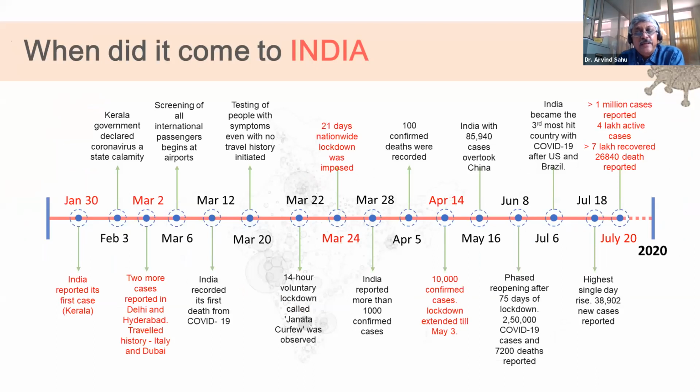So let's look at the timeline in India. As I said, it was first introduced on Jan 30th in Kerala. On March 2nd, we also had cases in Delhi and Hyderabad. Then slowly more cases started, and our Prime Minister declared Janta curfew on March 22nd and a complete shutdown for 21 days on March 24th, which went on till the end of May. We then started opening up slowly. Currently we have over 1 million cases, of which 4 lakhs are still active. We have good recovery, about 7 lakh people recovered, but unfortunately about 27,000 people died during this outbreak.